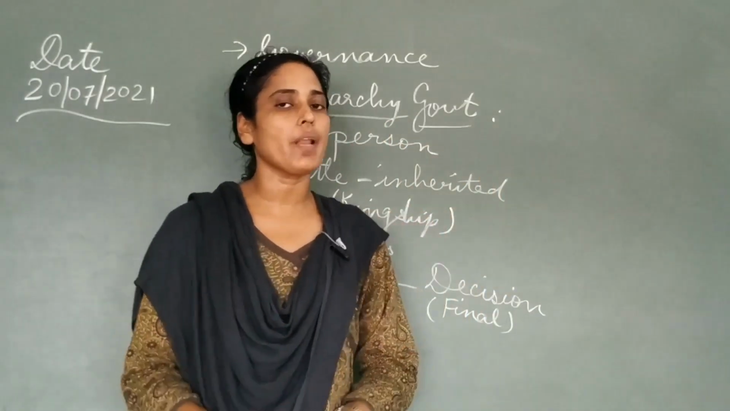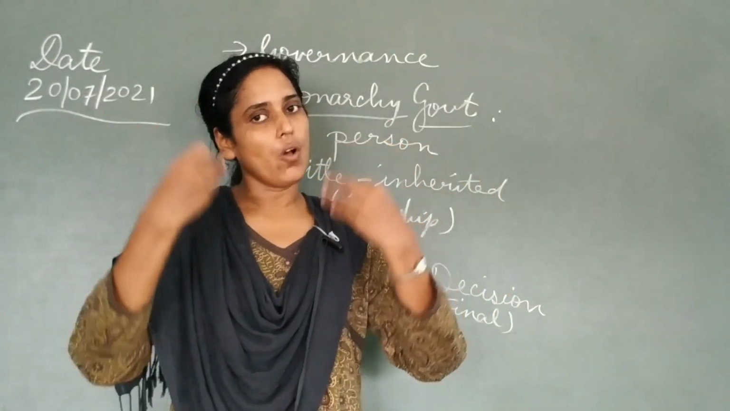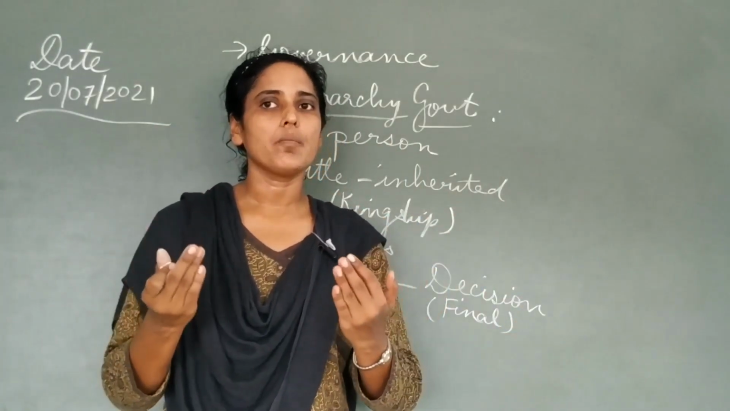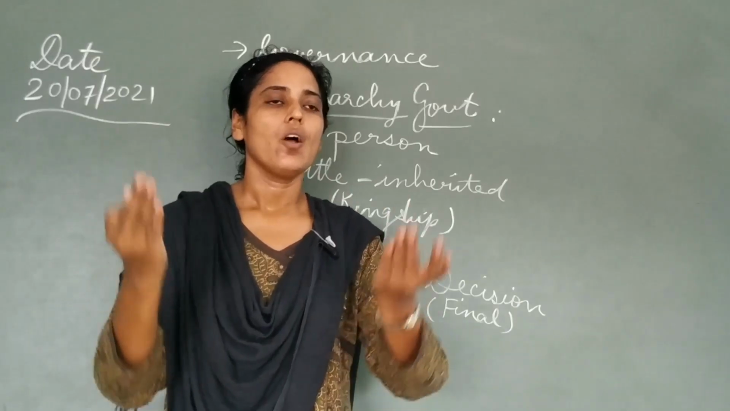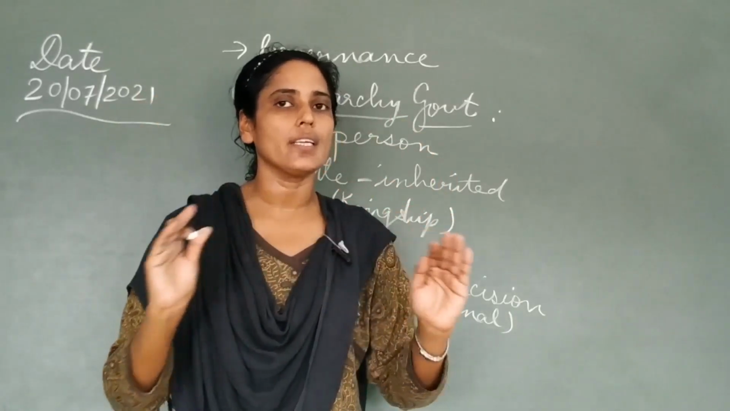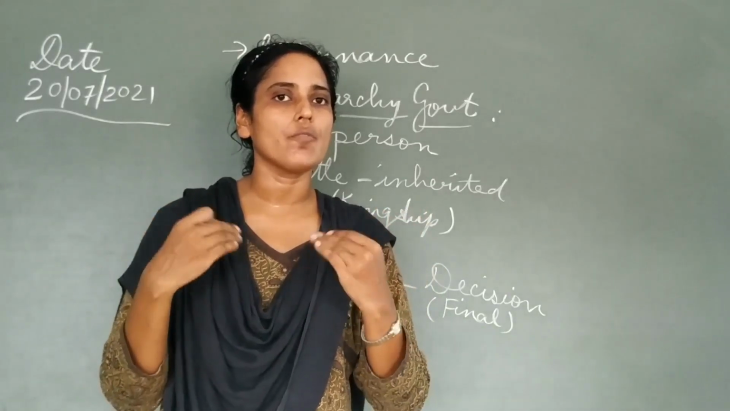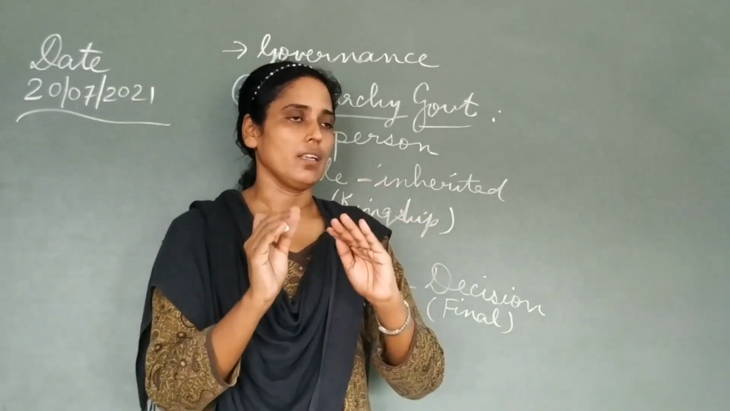So emphasis is placed on whose well-being and development? On the development of the ruler himself and his family members. It's natural. The convenience of the public or the convenience of the nation is not taken into consideration. Why? Because the emphasis is laid on the convenience of the king or the monarch.